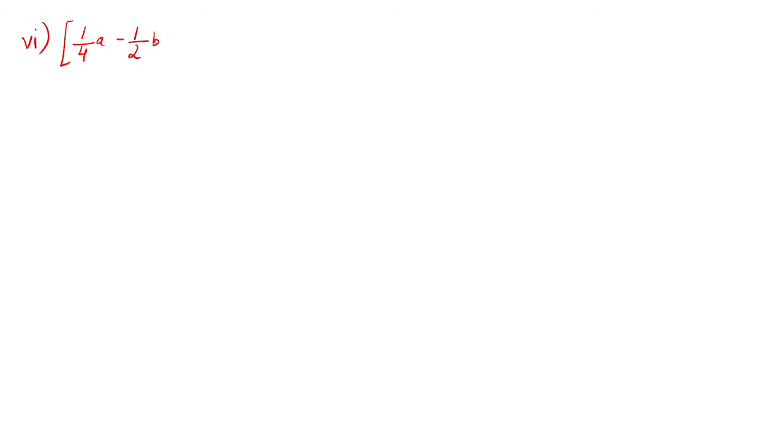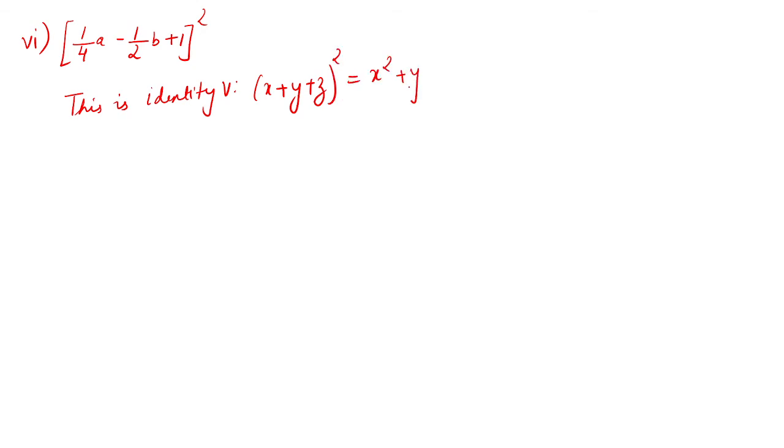1 by 4a minus 1 by 2b plus 1, the whole thing square. Now again, this is identity 5. What is identity 5? x plus y plus z, the whole thing square is the same thing as x square plus y square plus z square plus 2xy plus 2yz plus 2zx, okay. So just use the formula, okay.